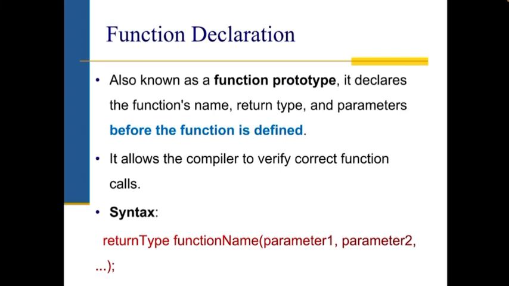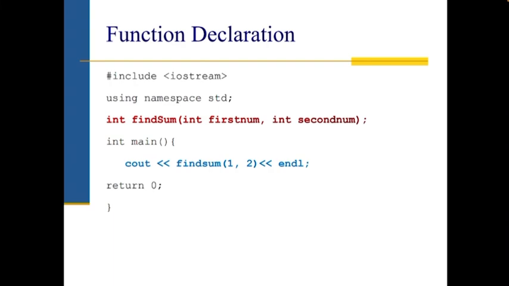And there's a syntax for function declaration. Return type, function name, parentheses, parameter 1, parameter 2, then you terminate. That's the syntax.